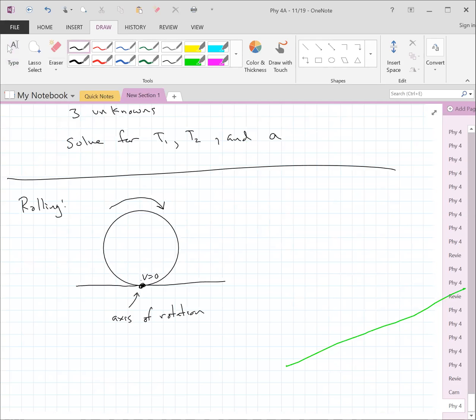The center of mass is moving with some velocity. And the top of the wheel is moving with a linear velocity that's how much? Twice as much as the velocity of the center of mass, right? Because it's 2 times the distance away.